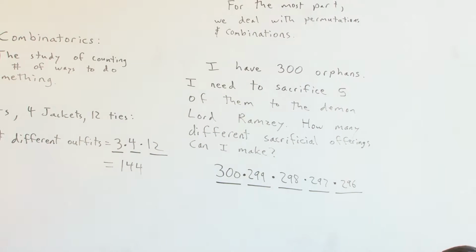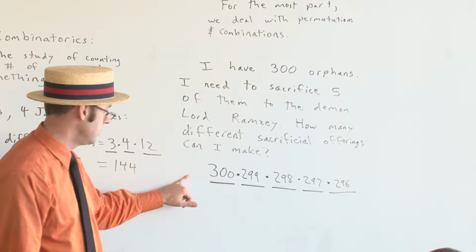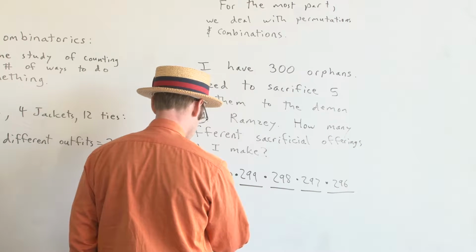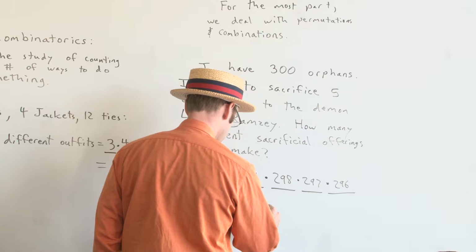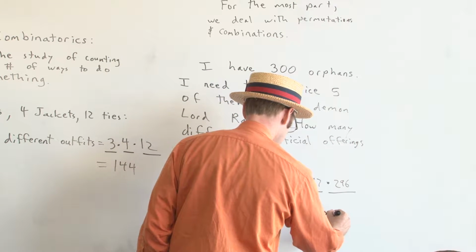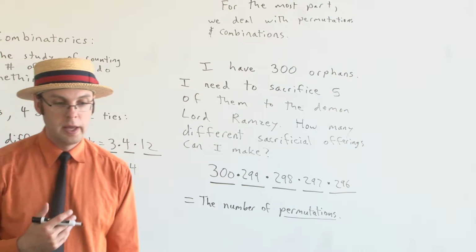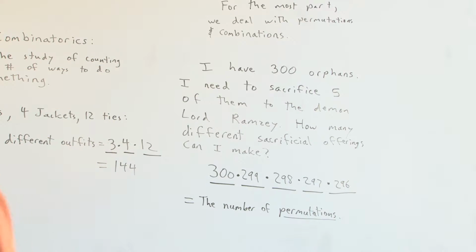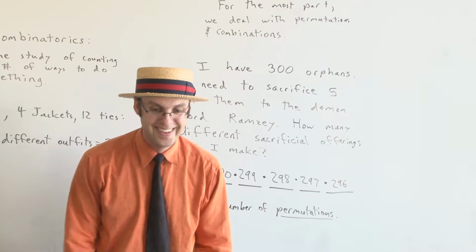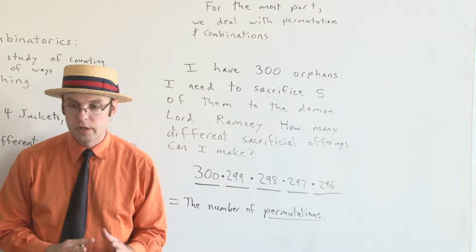What this number gives me is what's called a permutation for the situation. It could also be written like 300P5. That makes sense. Now, permutation is the number that I'm interested in if order matters.